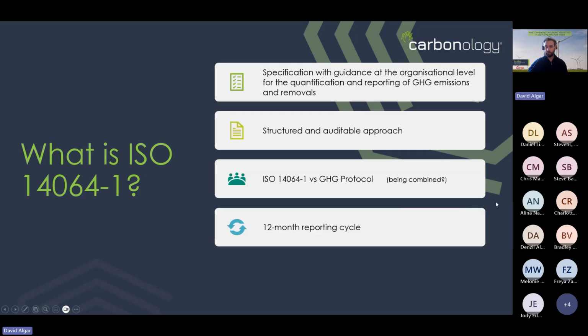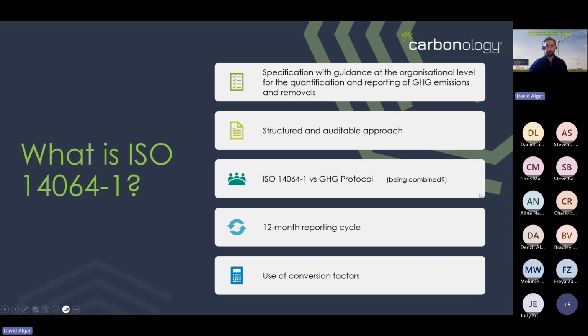GHG reporting is done on a 12-month cycle for companies. That normally aligns with the financial year end, but it doesn't have to. It's good to align with the financial year end because then you can report everything at the same time: your GHG results, financial results, and any other metrics for your company. But it can be calendar year. A lot of companies opt to do that. It's something I personally prefer.